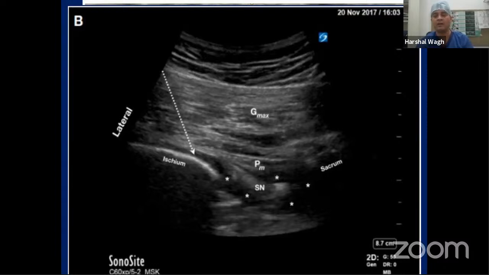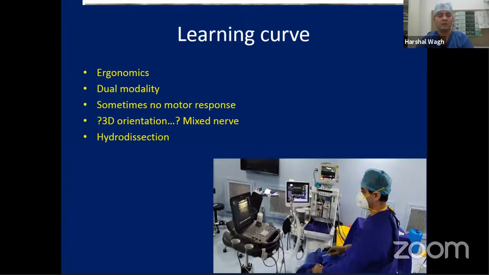So I think that's fairly useful. I've done it a few times. And if it is a difficult scan, I think just identifying the ischium and putting some local anesthetic in that area has helped me get a good successful sacral plexus block. Again, just going through the learning curve, ergonomics is something one cannot ignore at all. Dual modality, I would always recommend.